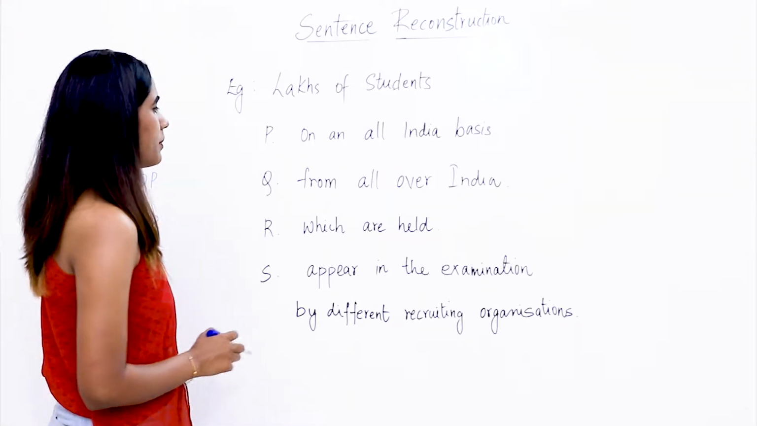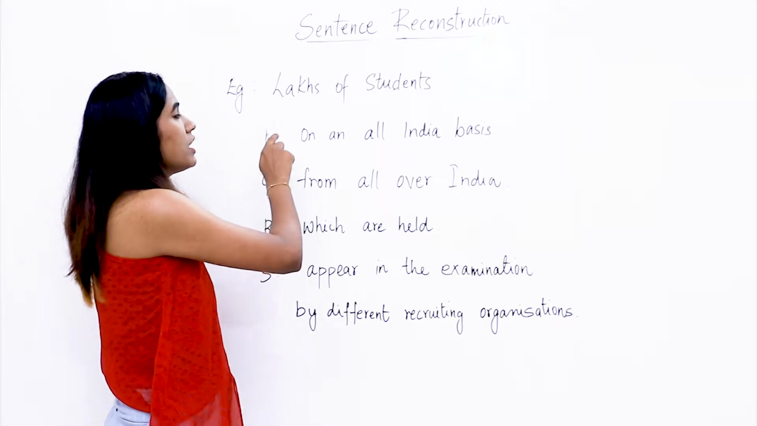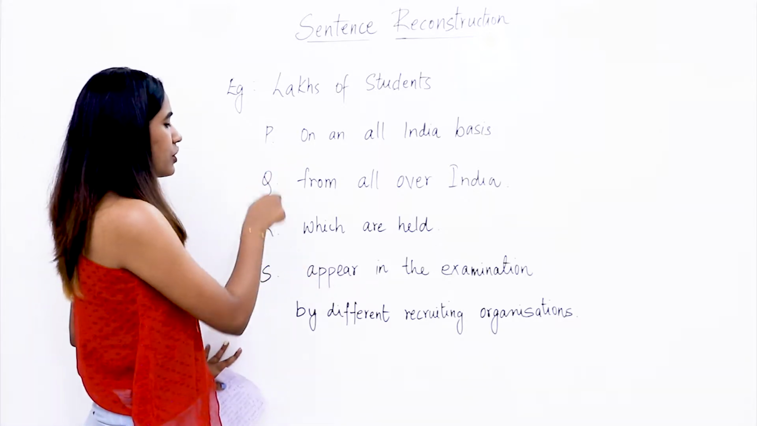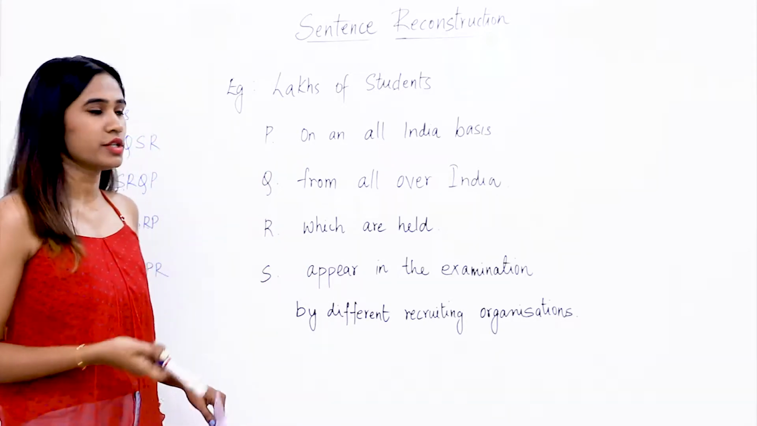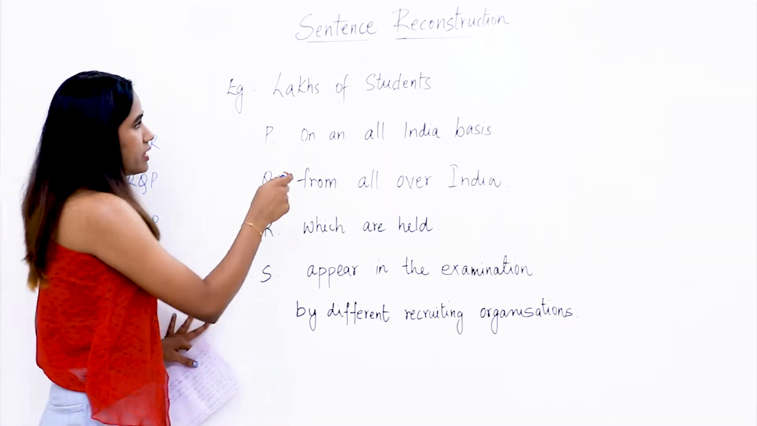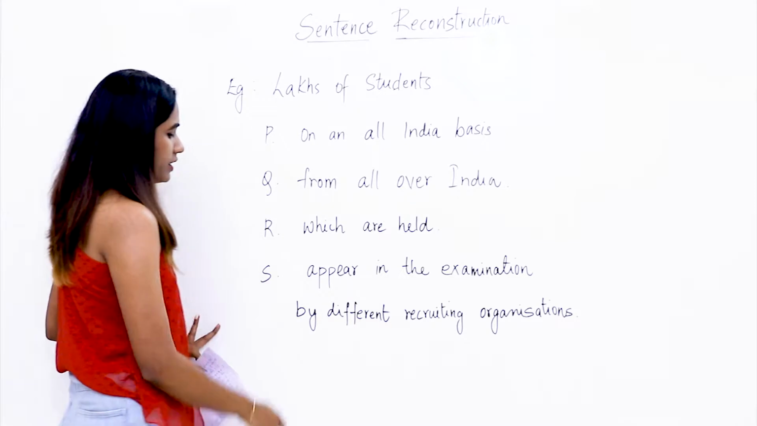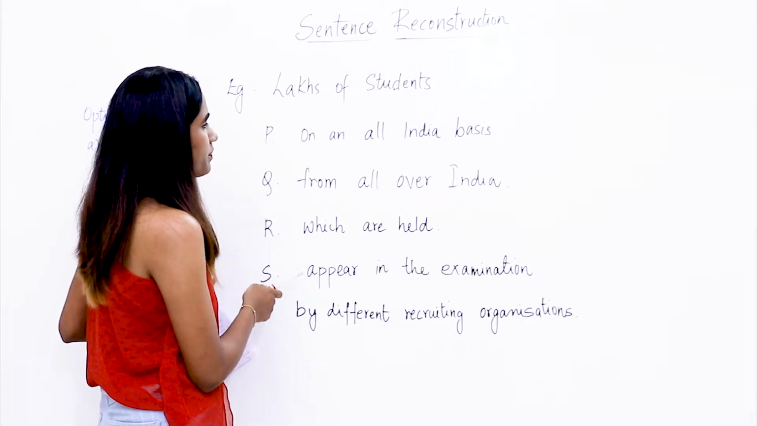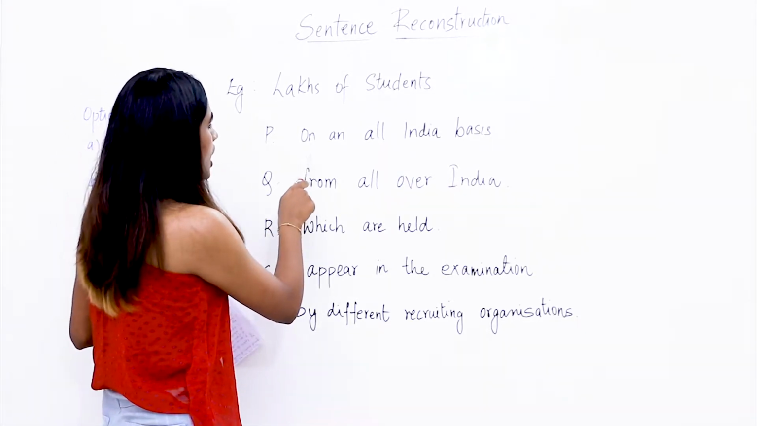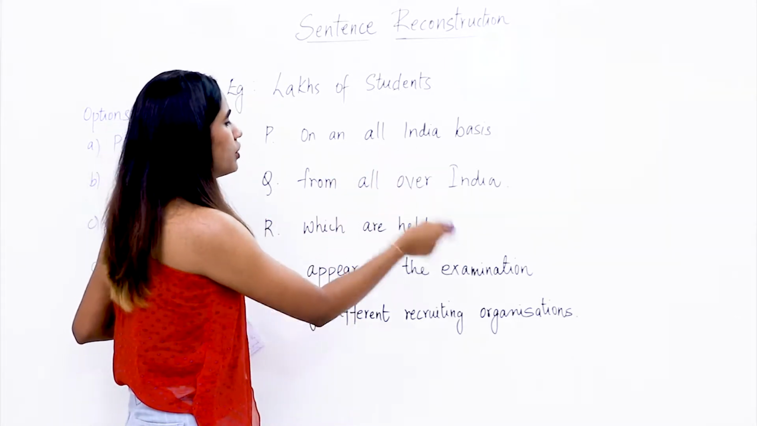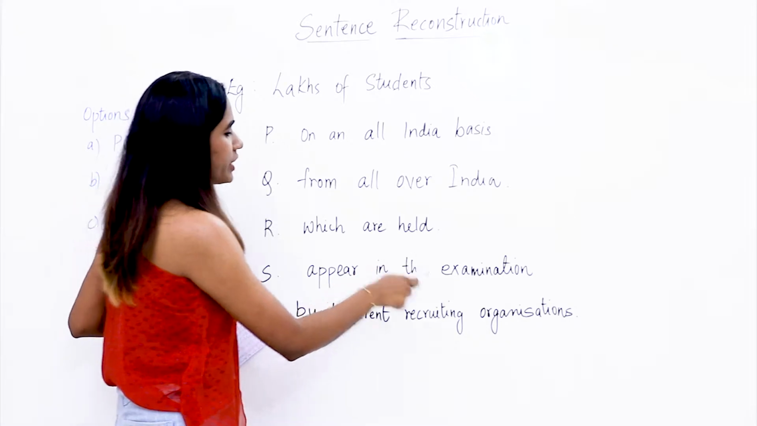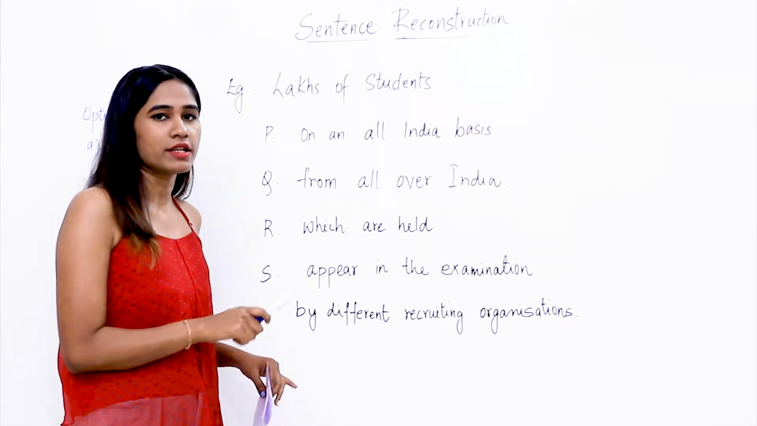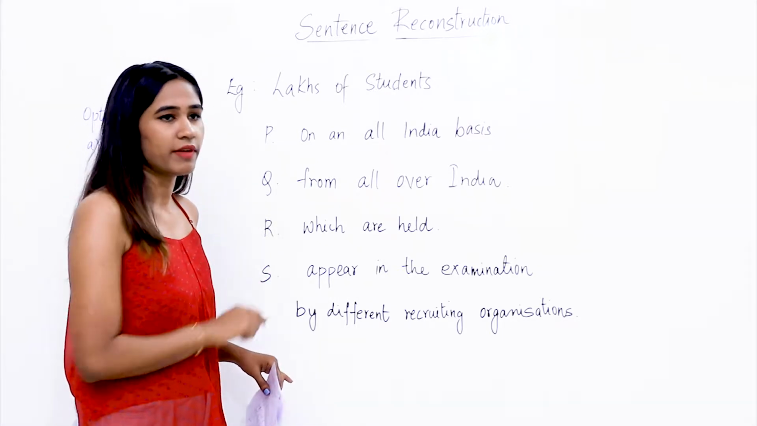Here I have taken an example. In every test you will be provided with the beginning of the sentence and the ending of the sentence, and for the middle portion you are provided with options, say 4 or 5. Here I have taken 4 options, so let's read it out. The beginning is "Lakhs of students", and the end of the sentence is "by different recruiting organizations". The options are: on an all India basis, from all over India, which are held, appear in the examinations. We have to rearrange them into a meaningful sentence so that it makes sense while reading it.